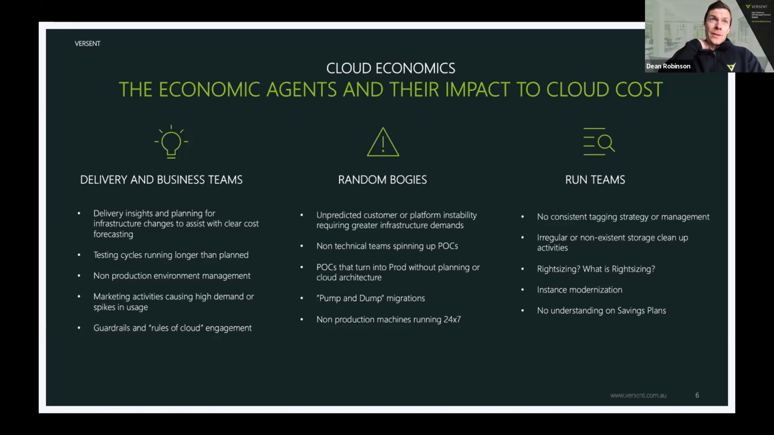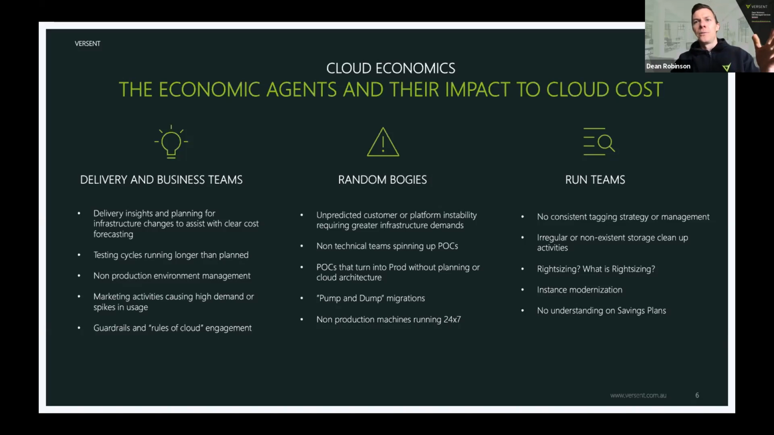I think we've all been here with the next one, the non-technical teams spinning up POCs, and of course the classic one, the POCs that turn into prod, without any sort of planning or cloud architecture. Someone down in whatever business team has spun up a machine learning device, and then all of a sudden, they start using it for some of their day-to-day business activities, and then the person next to them starts using it. And then all of a sudden you've got a POC that's running in prod that you need to keep alive, that may not be architected properly, and it may be costing you a fortune. So you've got to watch out for those bogeys.